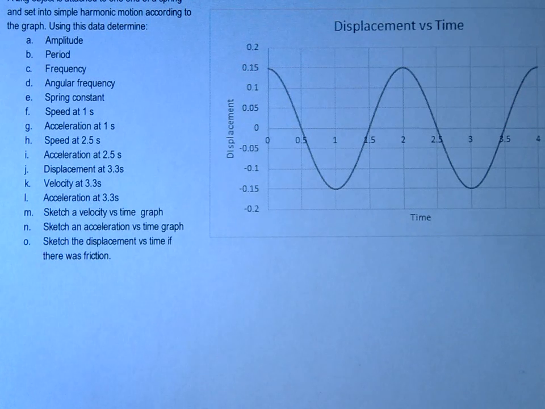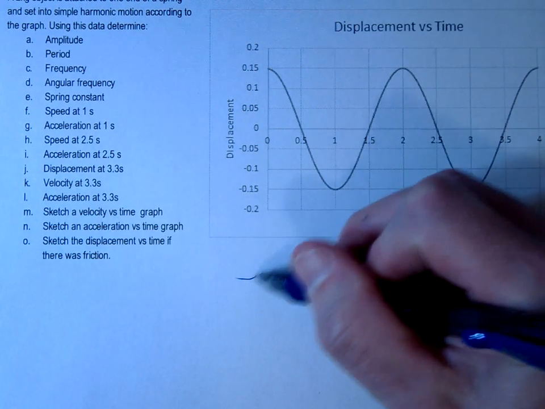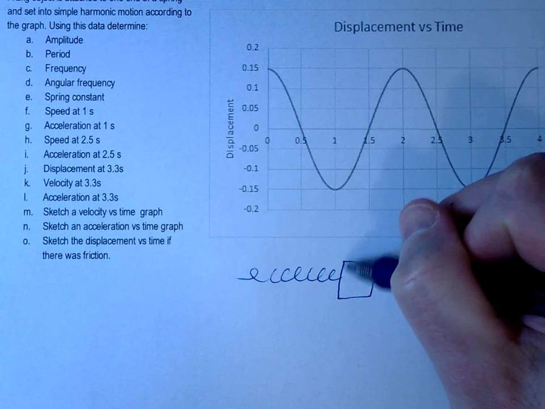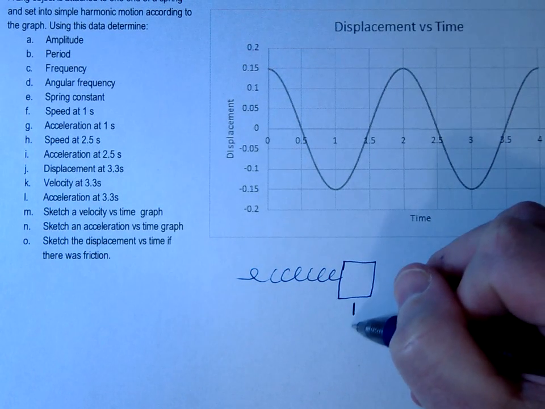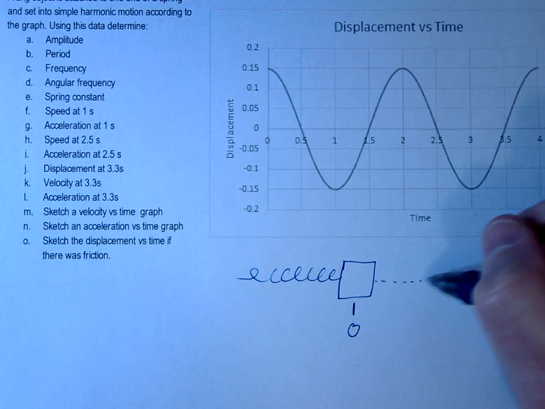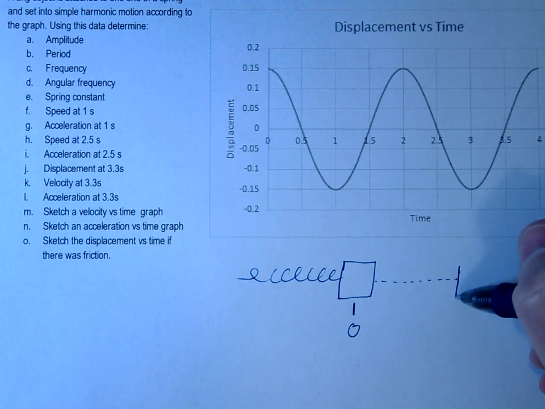So I'm going to use this one problem with 15 parts to summarize our unit so far. Here's the situation. We're going to have our spring. We're going to put our 2 kilogram mass on our spring. We're going to start this at our equilibrium point here. We're going to pull the mass back to some distance.